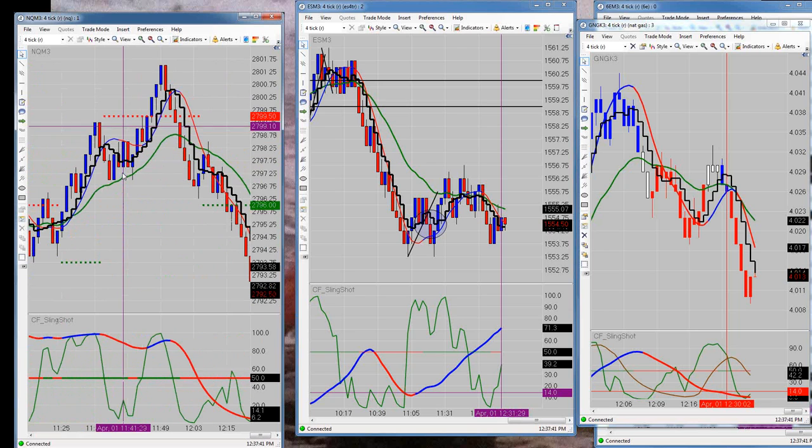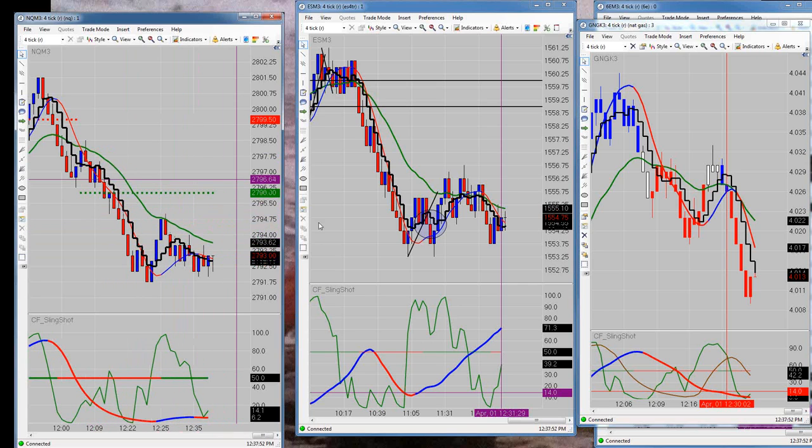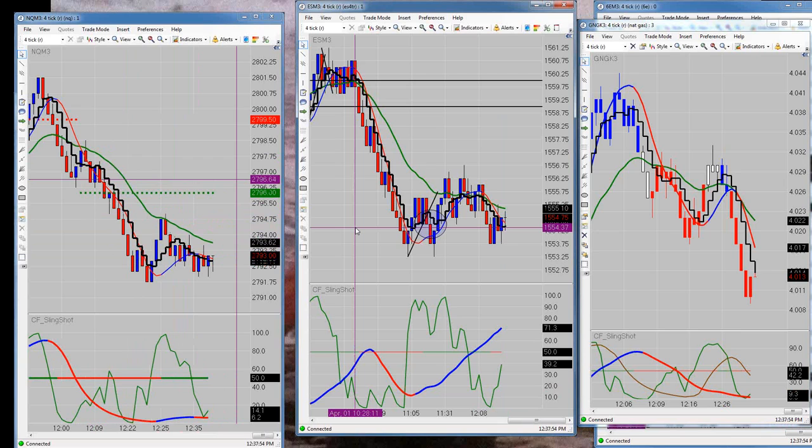Things spun around and they started to go up. There would have been a long opportunity right there. Okay, they turned around and started to go down. There would have been a short right there and another short right here. Okay, that's the way the NQ worked out this morning.